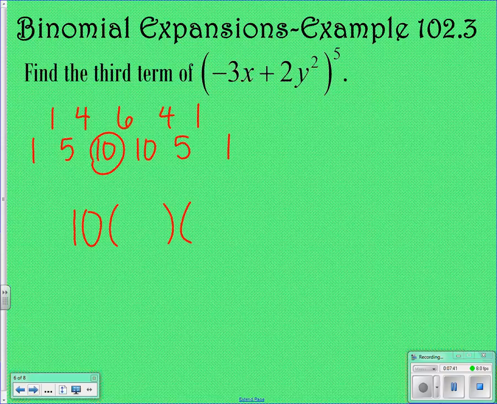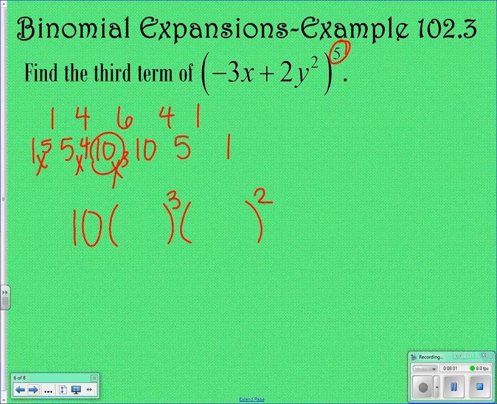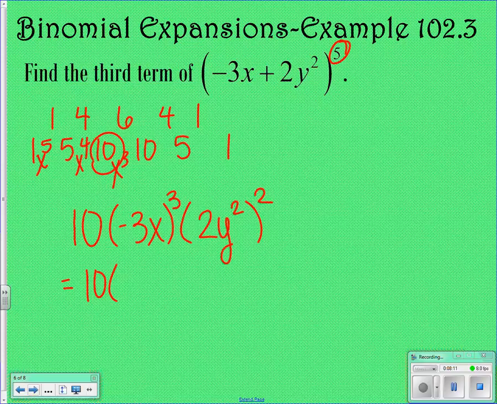And then it's going to be, the first one is going to be to the 5th here. And then we would have x to the 4th, and then we would have x to the 3rd. So this is going to be raised to the 3rd. And if this one is raised to the 3rd, the second one has to be to the 2nd, because remember, your exponents always add up to that number there. So our first term is negative 3x, and our second term is 2y squared. So if we simplify that, we would have 10 negative 27x cubed, and then 4y to the 4th.